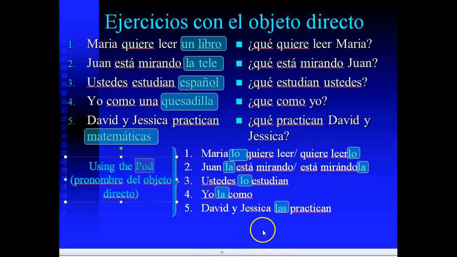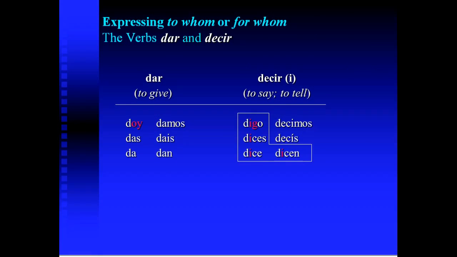And here there is one example using the two formulas. María lo quiere leer, or María quiere leerlo. So it's the same pronoun, the direct object, that means un libro, but it is in two different positions. Lo quiere leer, quiere leerlo. So that is for the direct object.